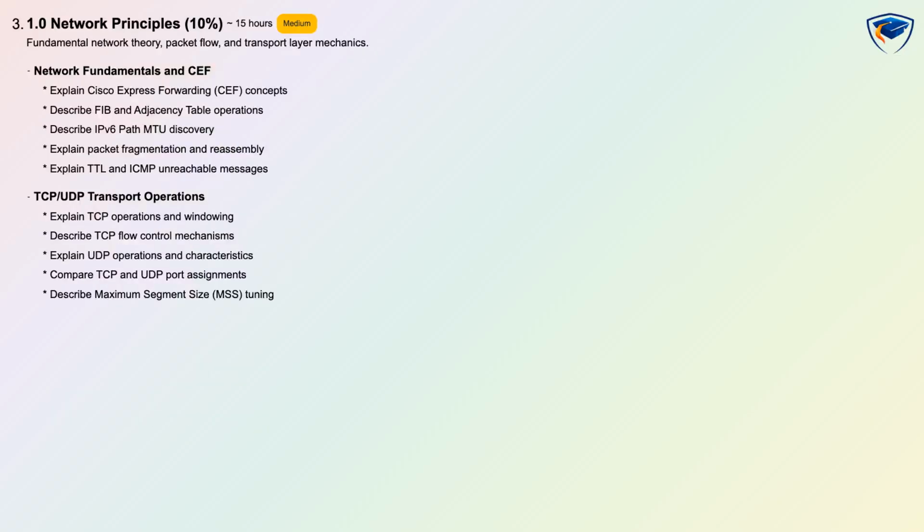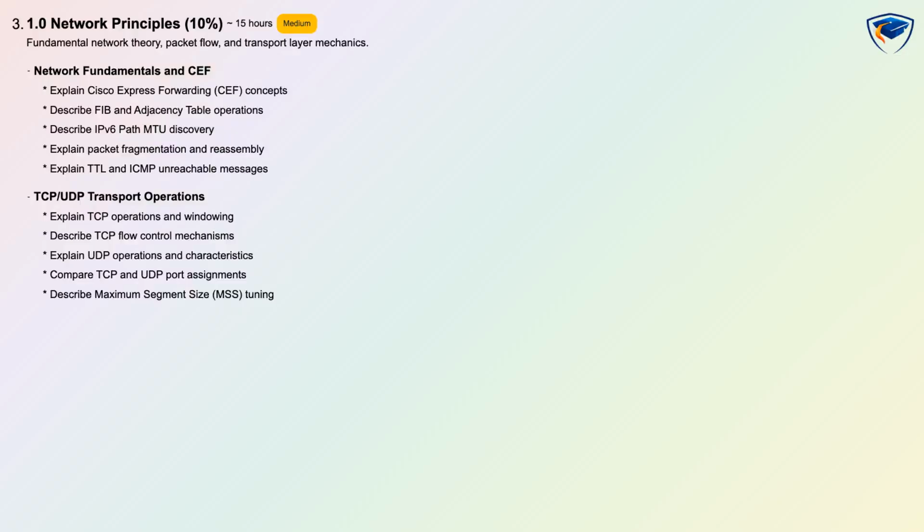Domain 1.0 Network Principles is 10%, medium difficulty, with about 15 hours of study and assessment type conceptual plus scenario-based. This domain teaches foundational theory including Cisco Express Forwarding, how the FIB and adjacency tables operate, and IPv6 path MTU discovery and fragmentation behavior. You will review TTL handling and ICMP unreachable messages, and study TCP and UDP transport operations such as TCP windowing, flow control, and MSS tuning.